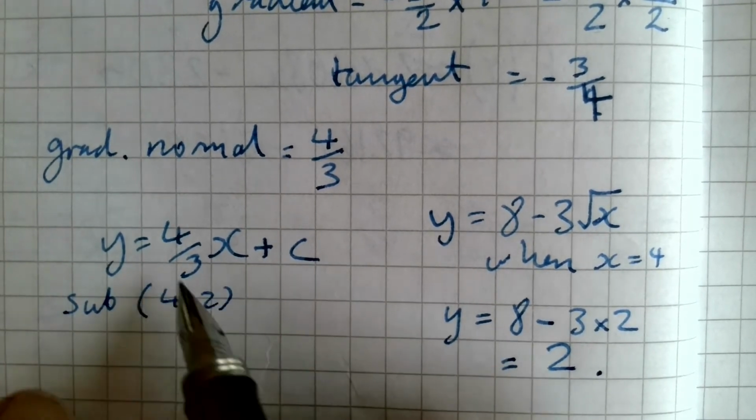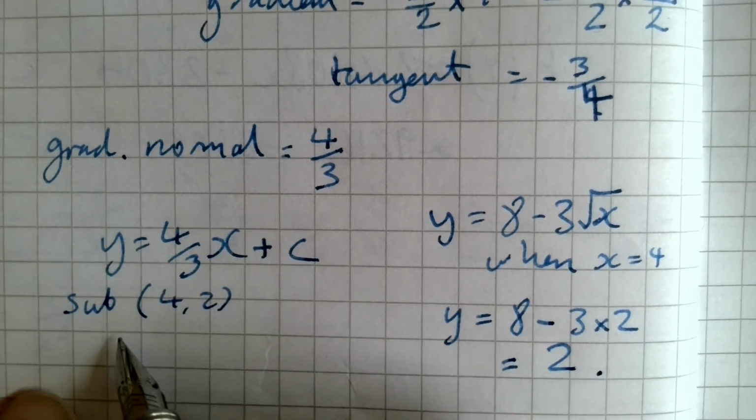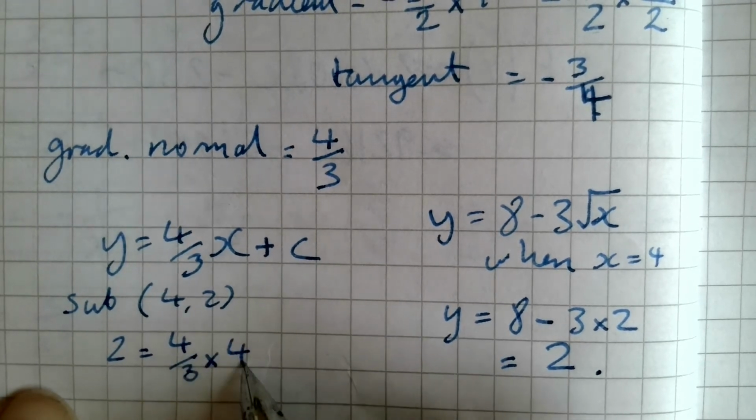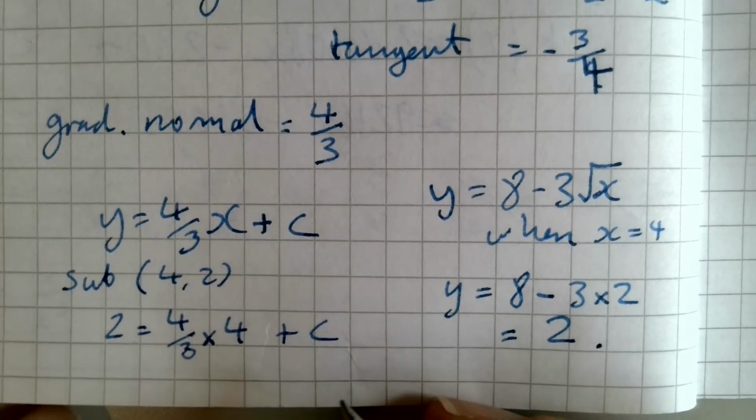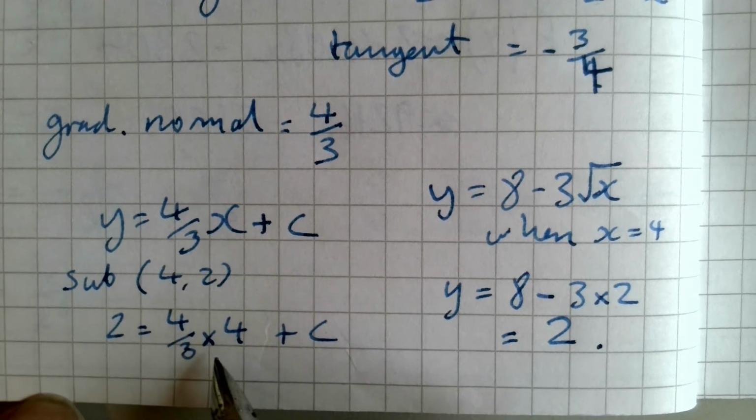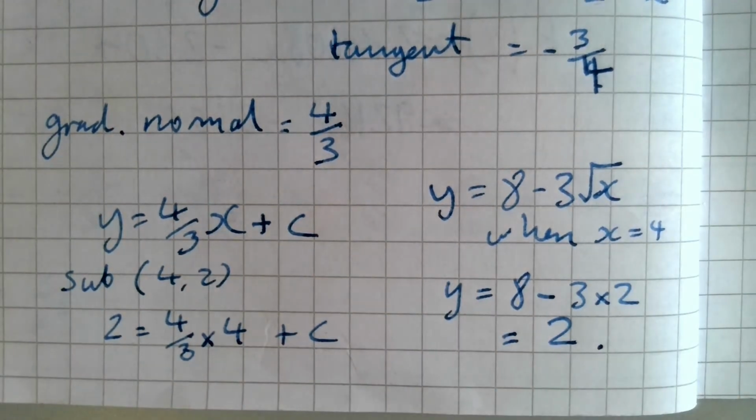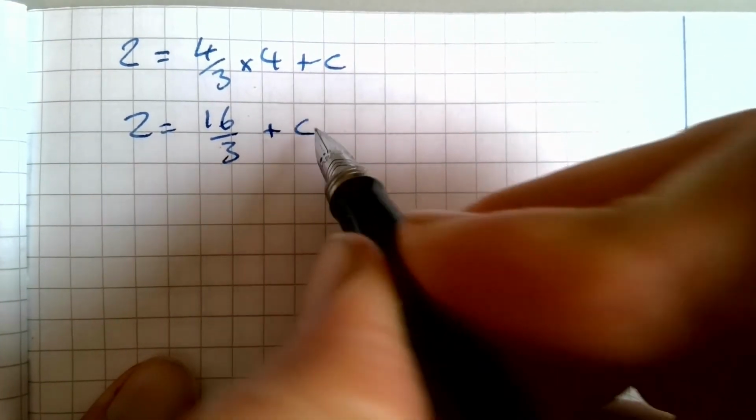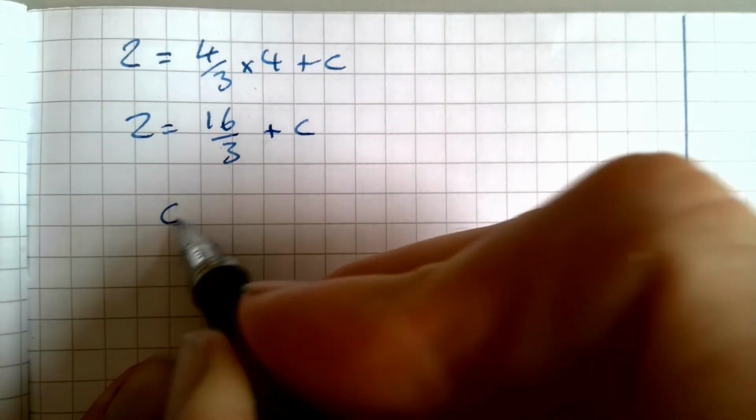So substitute the point 4, 2 into here, gives us 2 is going to be equal to 4/3 times 4 plus c. 4/3 times 4 is going to be 16 over 3. So I'll carry this on the next page. So if we just work this through, you get 2 equals 16 over 3 plus c.